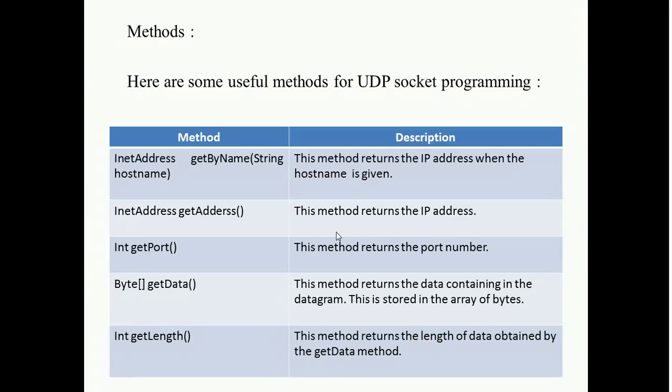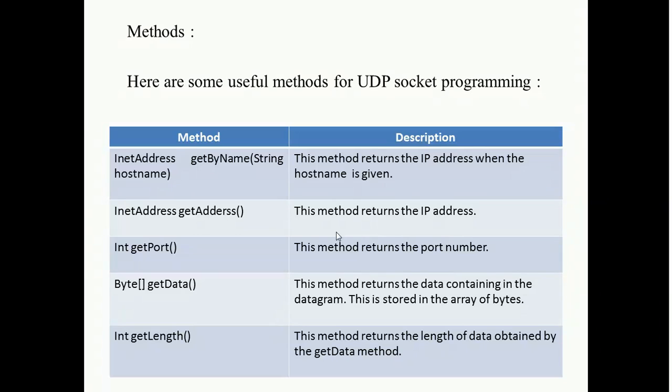The getAddress method returns the IP address of the machine. Then the third method is getPort. The getPort method returns the port number. The fourth method is byte[] getData. This method returns the data contained in the datagram, and this is stored in an array of bytes.